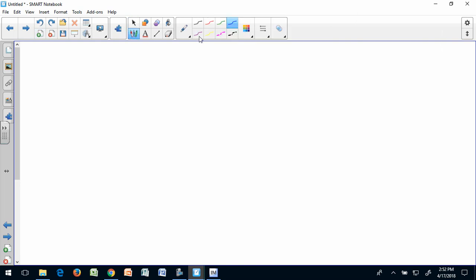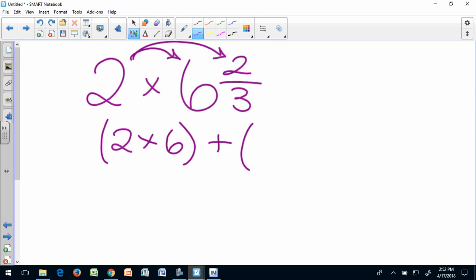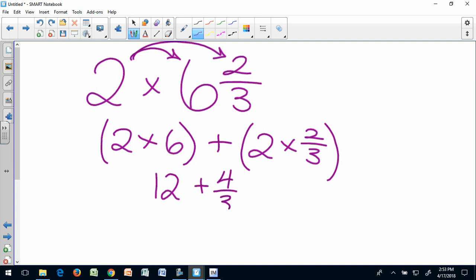If we have a mixed number like 6 and 2/3, I'm going to be multiplying my number by the whole number and the fraction separately. So it'll look like this: 2 times 6 plus 2 times 2/3. So I'm multiplying 2 by my whole number 6 and my fraction 2/3. And I get 12, and 2 times 2/3 is 4/3. So 12 and 4/3 is my answer.